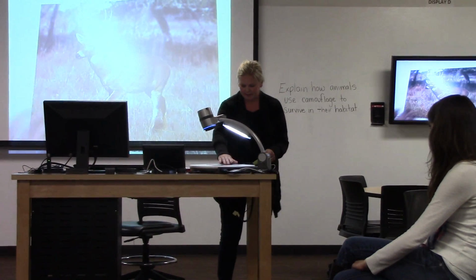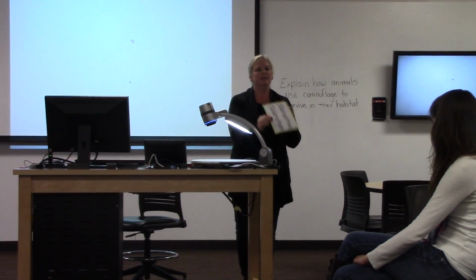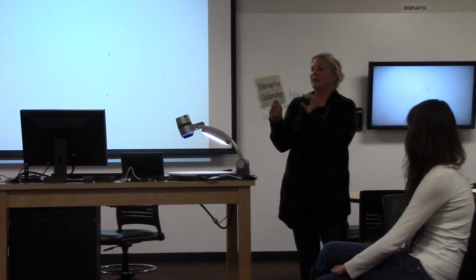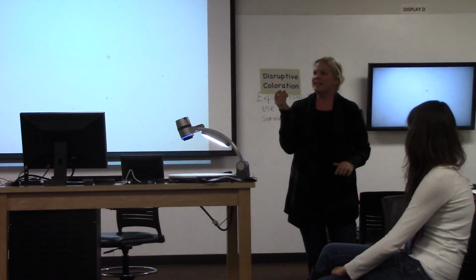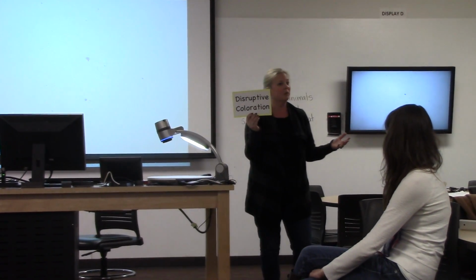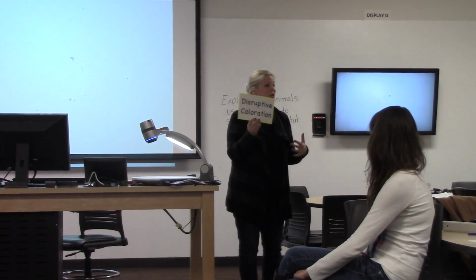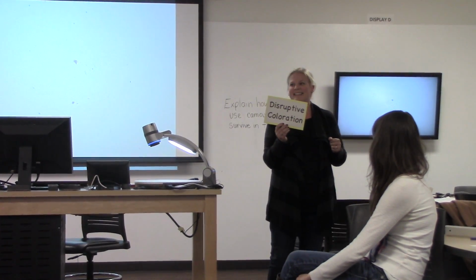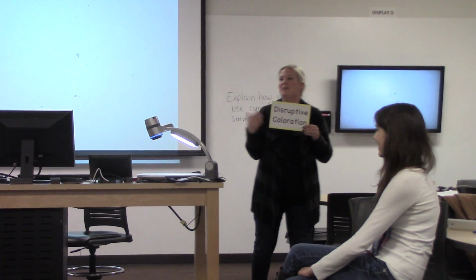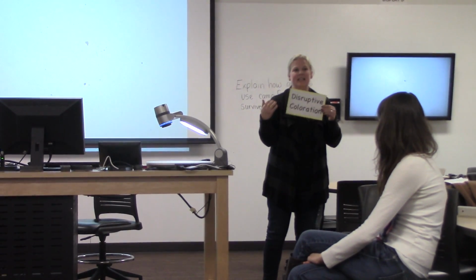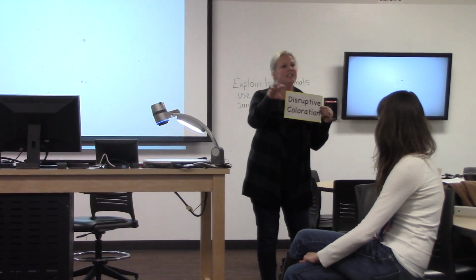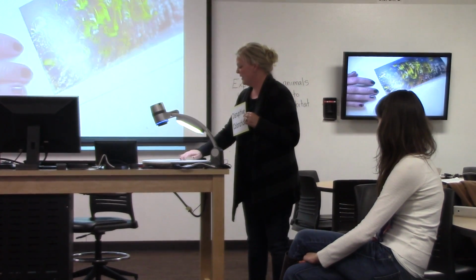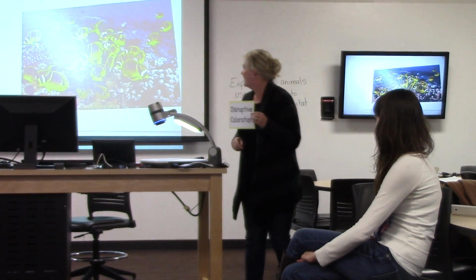Our next one is called disruptive coloration. Now, there is the word disrupt in disruptive. Is this a word that you're familiar with? Can anyone tell us what they think the word disrupt means? Well, in this case, what it does is for a predator, it changes how they're seeing the target, or their prey. This is an example of disruptive coloration.